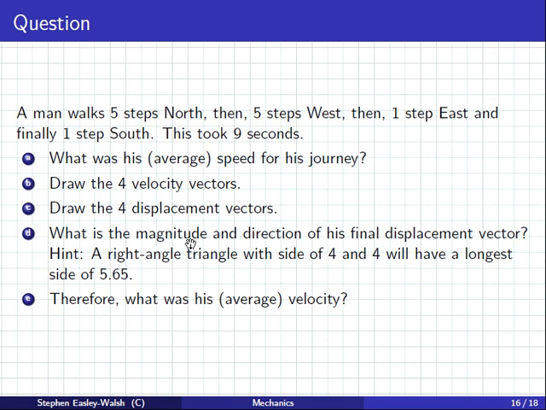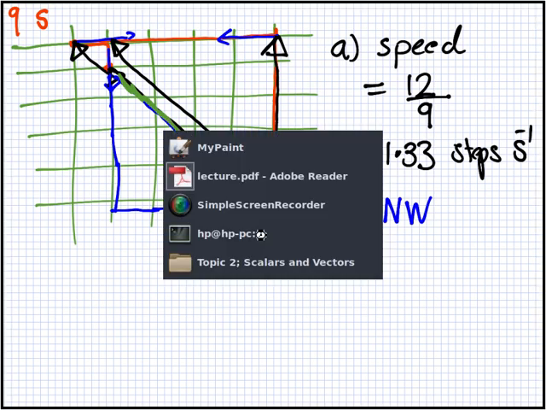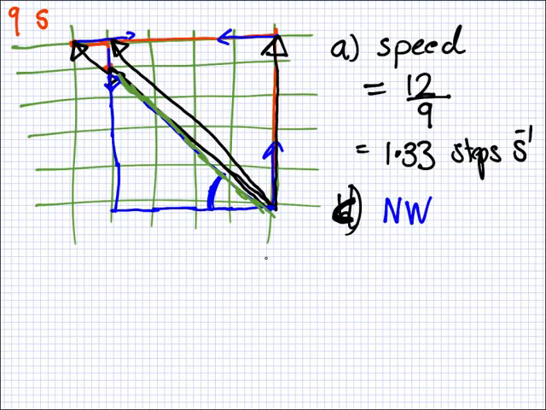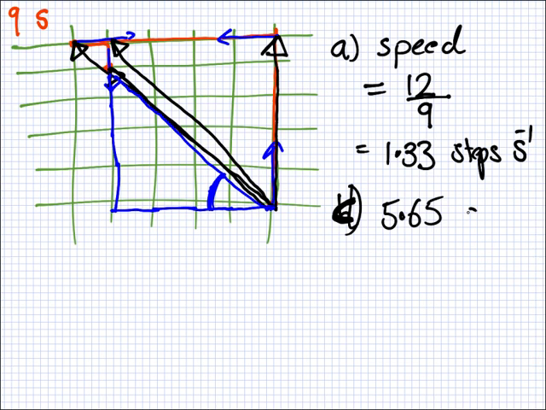So we know the direction is northwest. But we need to know the magnitude, so we just need to know this length. I'll give you a little hint too. I said a right angle triangle with sides 4 and 4 will have longest side of 5.65. So I gave you the answer. It's 5.65 steps northwest. That's his final displacement. Okay, that was D.